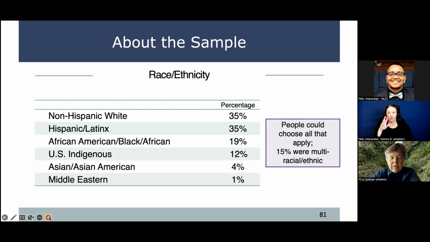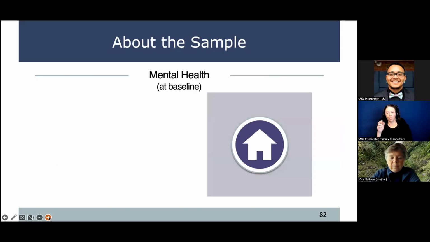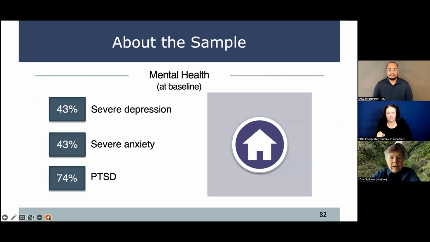For race and ethnicity, 35% of the sample were non-Hispanic white. So the largest percentage were BIPOC survivors, with 35% Hispanic or Latinx, and a fairly large percentage of people who were Black or US Indigenous. People self-identified, and 15% were multiracial or multi-ethnic. You won't be surprised, knowing this population, that mental health issues were pretty severe as people were entering services, with almost half of the people having severe depression, severe anxiety, and 3/4 PTSD.